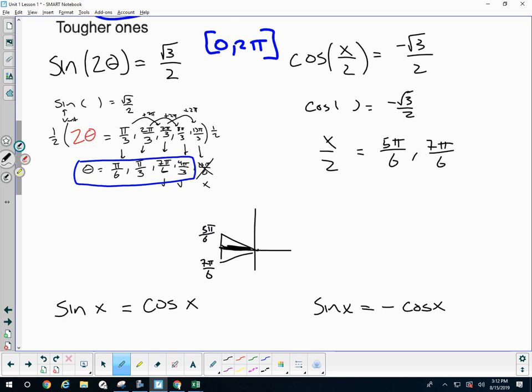What do I do to solve for x? Multiply by 2. Multiply everything by 2. 5 pi over 3 or 10 pi over 6. 7 pi over 3 or 14 pi over 6.